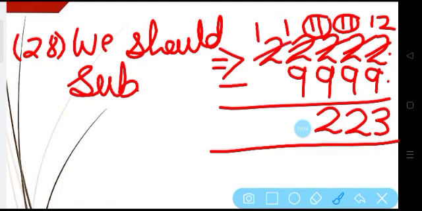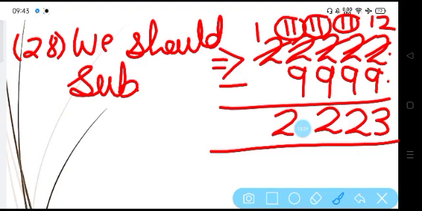It will become 1 and this will become 11. 11 minus 9, again 2. And here 1 minus 0 is 1. So 12,223 is the number which should be subtracted from 22,222 to get our answer as 9,999. Okay students, so we have completed exercise number 11.